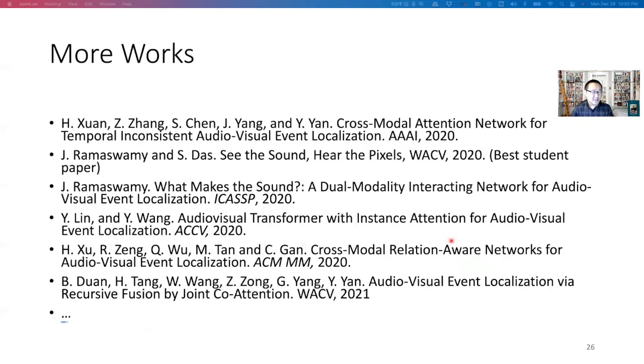There are also other works that explore audiovisual event localization. If you're interested in the topic, feel free to read the other papers.